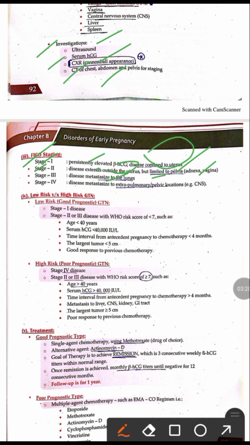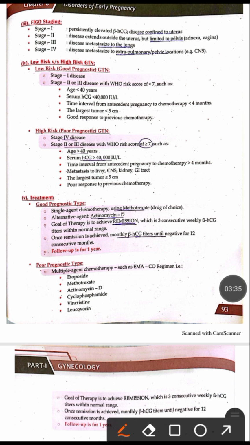In stage 3, there is metastasis to the lungs. In stage 4, there is metastasis to the extrapulmonary or extrapelvic locations, like the CNS. On the basis of staging, we divide it into low-risk and high-risk gestational trophoblastic neoplasia. Low-risk gestational trophoblastic neoplasia has a good prognosis, and it includes stage 1, stage 2, and stage 3 disease, but with a WHO score of less than 7, meaning their age is less than 40, the beta HCG level is less than 40,000 international units, the time interval from the pregnancy to the chemotherapy is less than 4 months, the tumor size is less than 5 centimeters, and they show a good response to previous chemotherapy.